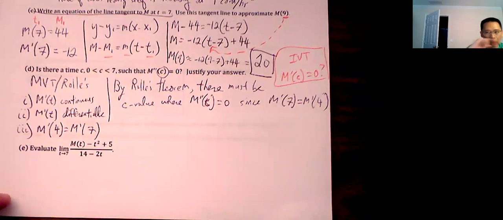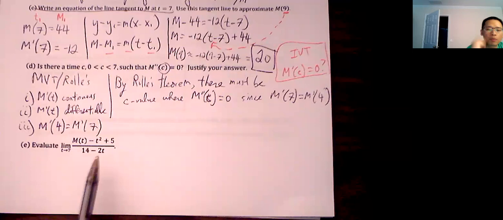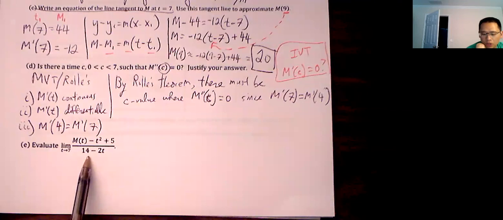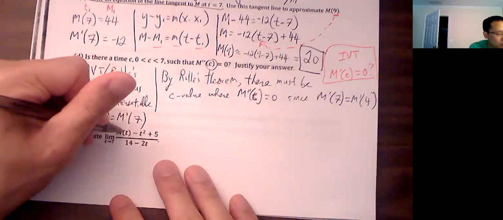Okay. Whenever you see a kind of limit problem and it looks like it's fairly complicated, chances are this is going to be L'Hopital's. So if you suspect a L'Hopital's problem, go through these steps. Okay. So you're going to test the limit for the top and bottom separately.